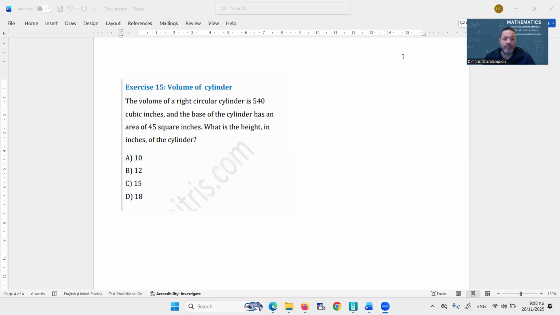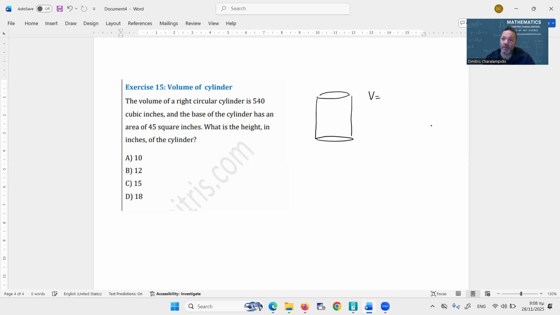Exercise 15. The volume of a right circular cylinder. So, let's begin. I, at least, always prefer to have the shape in front of me. So, this is a right cylinder and it talks about volume.